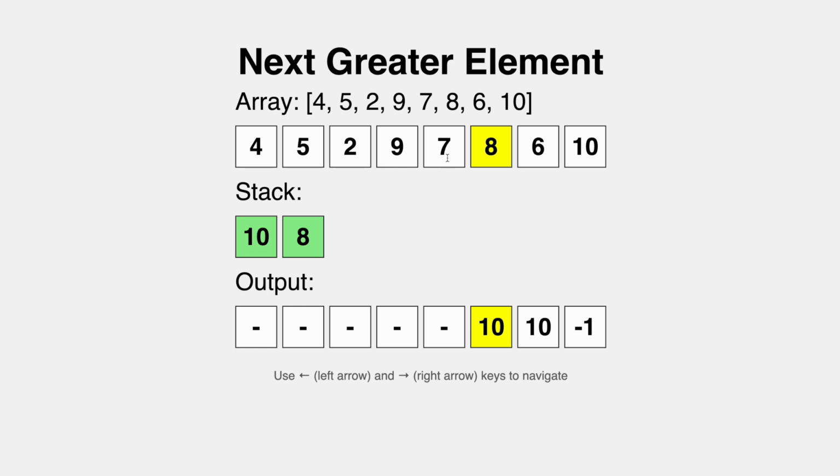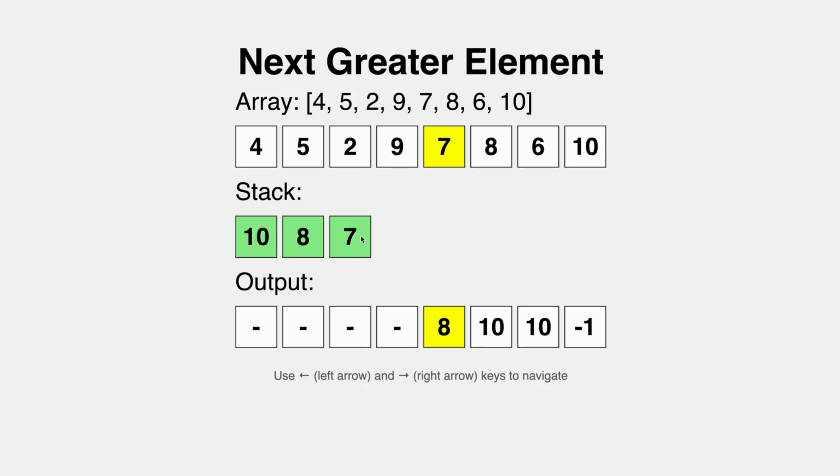Now when I go to 7, again first I will compare with the top of the stack, which is 8. Since 8 is greater than 7, my output for 7 will be 8, and then I will push 7 to the stack so that it can be compared with the next upcoming number. Now when I'm at 9, again I will compare 9 with the top of the stack, which is 7 currently.